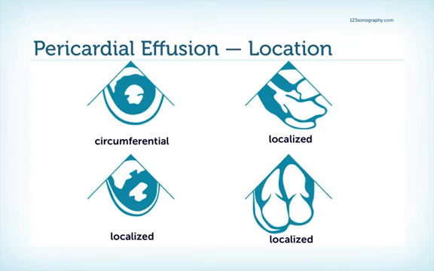Now that we discussed what is not a pericardial effusion, let's go back to what is a pericardial effusion. First of all, we said that there is an echo-free space. However, this echo-free space does not necessarily have to be circumferential. It can also be localized. And to distinguish whether a pericardial effusion is localized or circumferential, we have to use multiple views. But here are some examples.